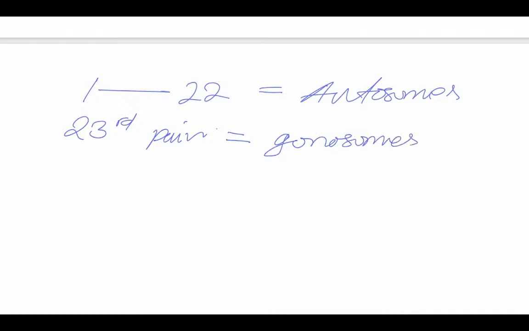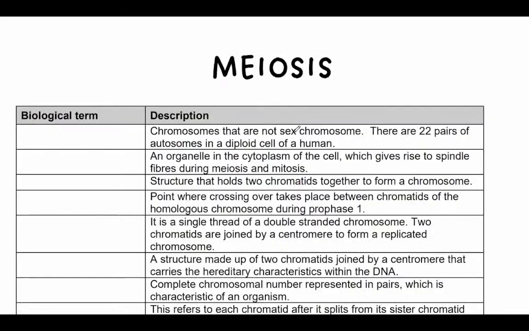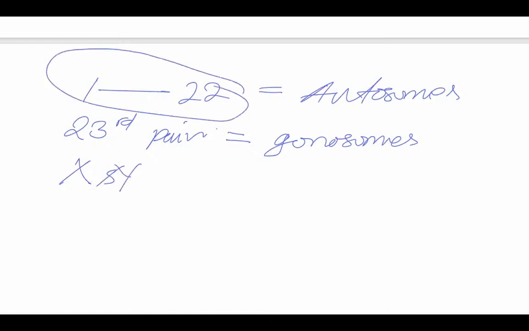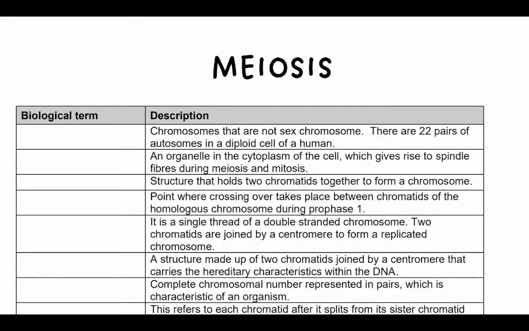So what are they asking here? They're asking for chromosomes that are not sex chromosomes. So the answer, is it autosomes or gonosomes? The 23rd pair, remember it's made up of what? X and Y. X and Y. So they are looking for this. So the answer is autosomes.